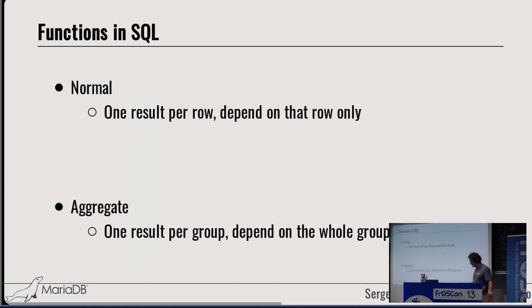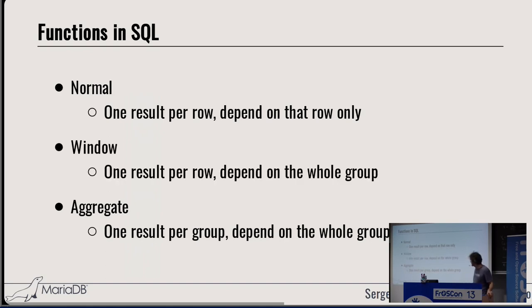If you look at it this way, then window functions are somewhere in the middle. That is, they still return one result per row, but the result of the function depends on other rows, not only this single row. It doesn't have this tunnel vision, one row at a time. It sees the whole context, but still returns one result per row.